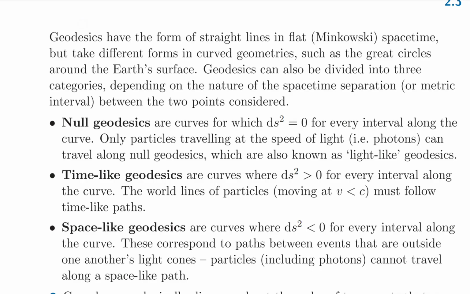Time-like geodesics are curves where ds squared is greater than 0 for every interval along the curve. The world lines of particles moving at v smaller than c must follow time-like paths. Space-like geodesics are curves where ds squared is smaller than 0, or negative, for every interval along the curve. These correspond to paths between events that are outside one another's light cones. Particles, including photons, cannot travel along a space-like path.